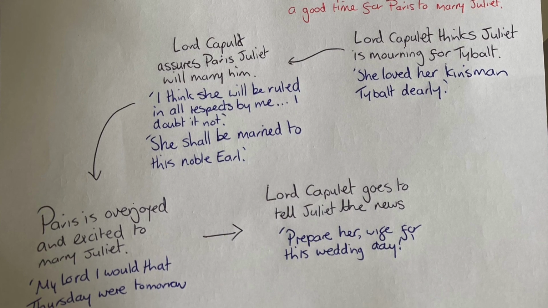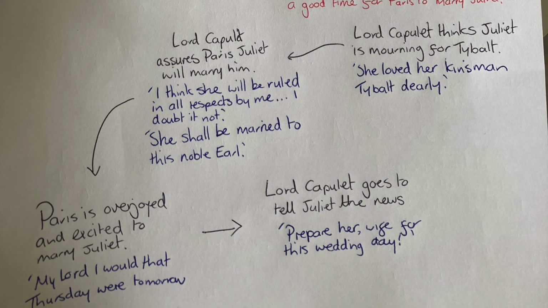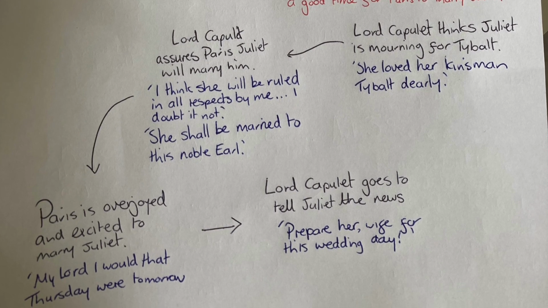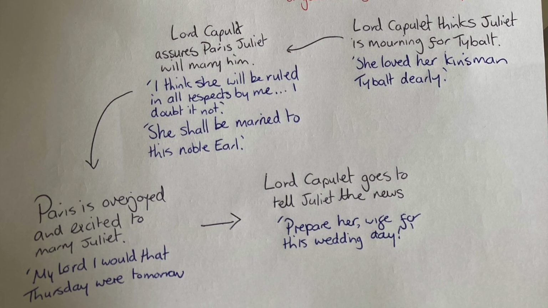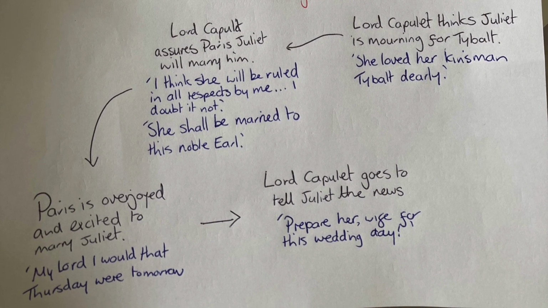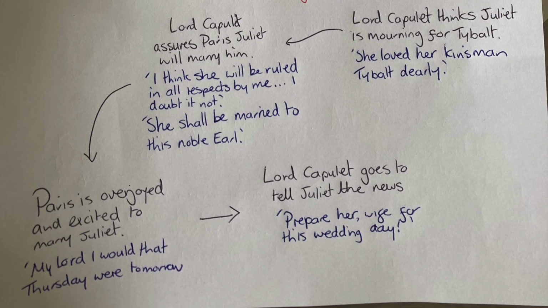So Paris is overjoyed by this, and he's very excited to marry Juliet. He says, "My lord, I would that Thursday were tomorrow." And they agree that Thursday will be the wedding day. He's so pleased and excited by this. He's obviously been courting Juliet for some time and feels that this is going to be a wonderful thing for him.